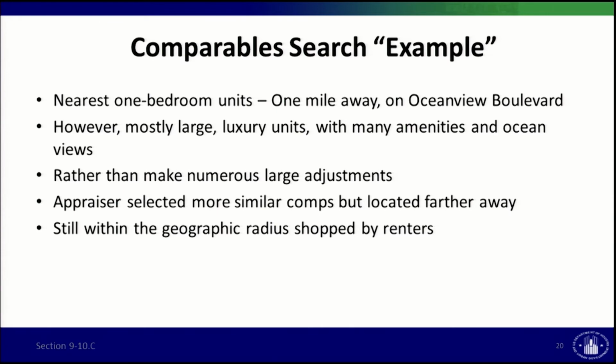Here's an example of the additional justification you're going to need to provide that's contained in 9-10C of the guide. The nearest one-bedroom units to the subject are a mile away on Ocean View Boulevard. However, those units are mostly large, luxury units with many amenities and ocean views. Rather than make numerous large adjustments, I, the appraiser, selected more similar comps but located further away that were still within the geographic radius shopped by renters.